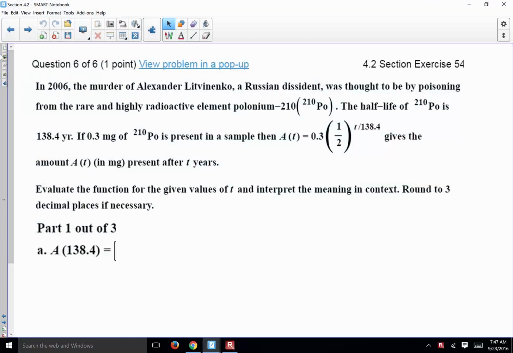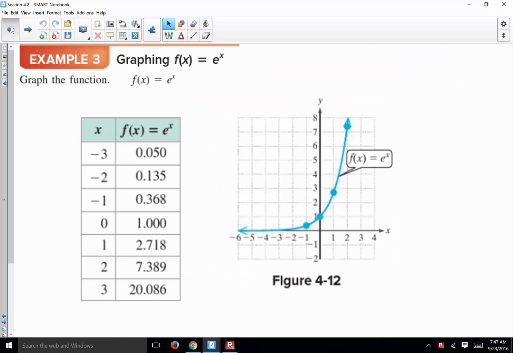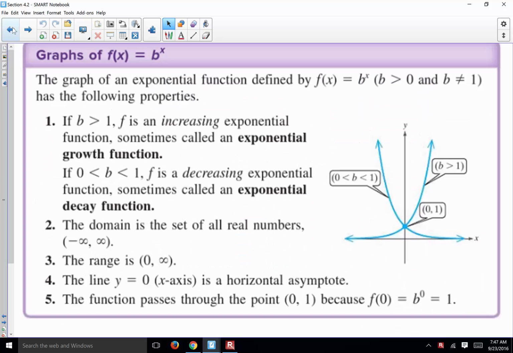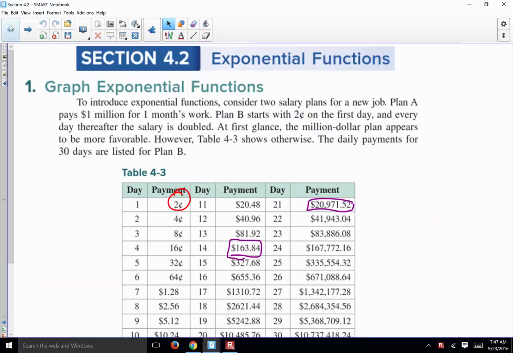Alright, good morning. In the last session we started exponential function section 4.2, and we were pretty much done except one application question. Why don't we review what we did last time quickly from the slides.